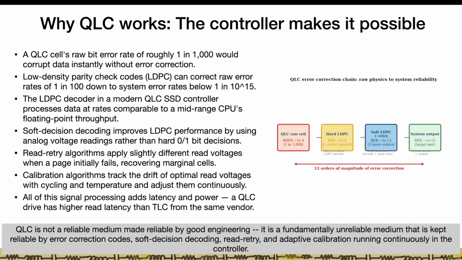The bottom annotation in the figure shows the total correction distance, 12 orders of magnitude from raw QLC to system output. The ECC engine in a modern QLC SSD controller is running continuously at data rates comparable to the host interface. It adds latency, that's the unavoidable cost, and it consumes power.